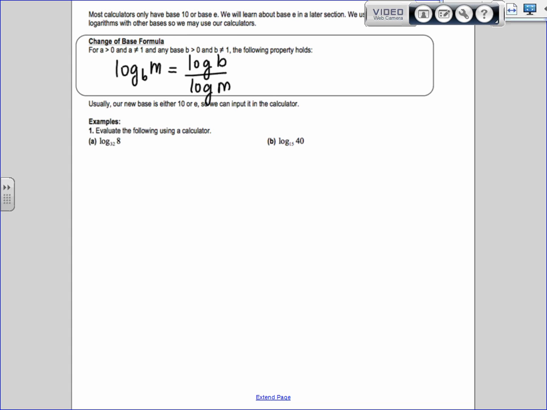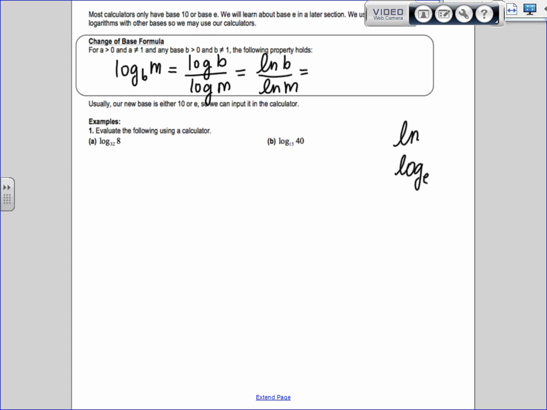But you could change it to any base that you want. Another logarithm that's on your calculator is ln. What ln stands for is natural log, log base e. e is called the natural base. So we could change it to natural log as well. It'd be natural log of b over natural log of m.